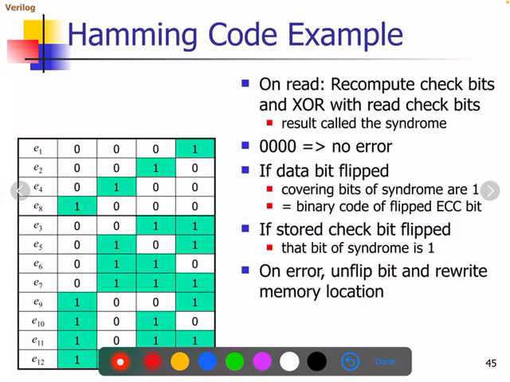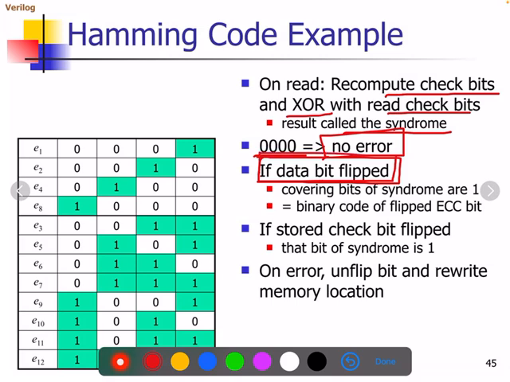Using this, it is possible for us to identify where exactly the error has occurred. How do we use this? We recompute the check bits and XOR with the stored check bits. Whatever we get is called the syndrome. If that syndrome is equal to 0000, that means there is no error. If it is not 0, there is an error, and from that it is possible for us to identify where exactly the data flip has happened.